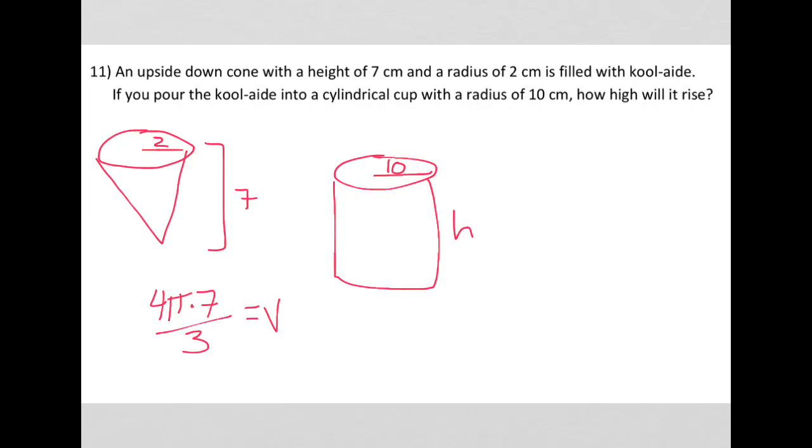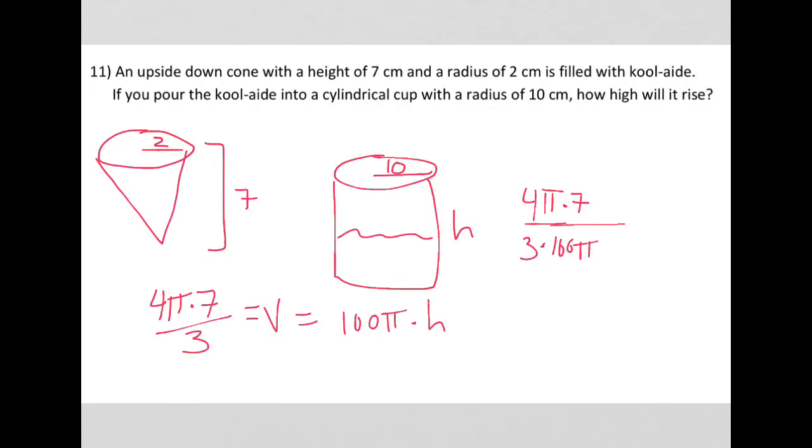Well, let's set that equal to the volume of this cylinder, because that will tell us how high it rises. So that volume needs to equal the volume formula for this cylinder, which is the area of the base, which again is pi r squared, so 100 pi times the height. So we need to divide by 100 pi on both sides. So we need 4 pi times 7 over 3 times 100 pi, all in the denominator right there.